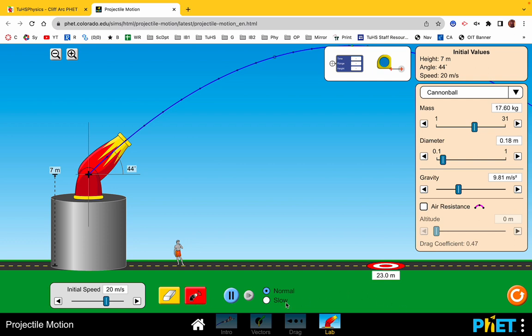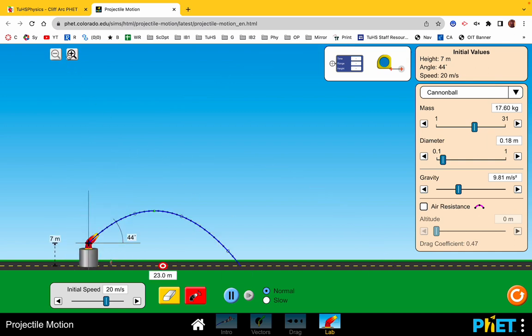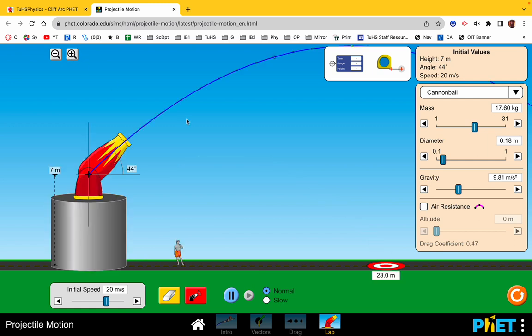Now, if you need to zoom out, you can zoom out here. That's this thing. So if you need more space, you can do that. Okay. Anyway, happy hunting. That's how to do the arc part of this.